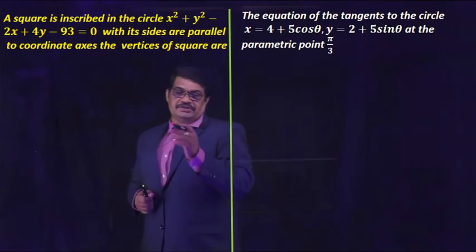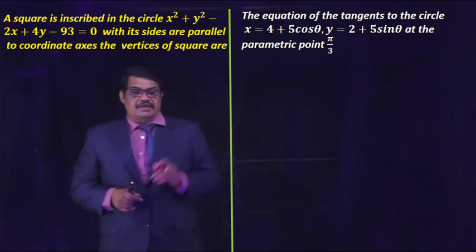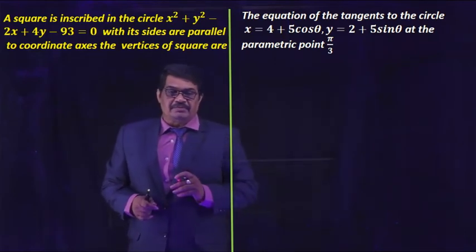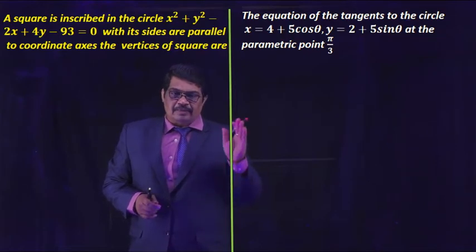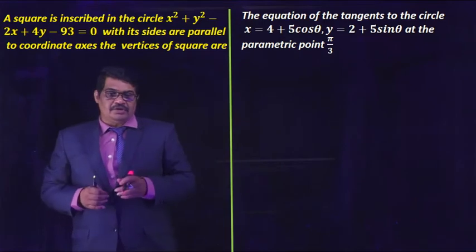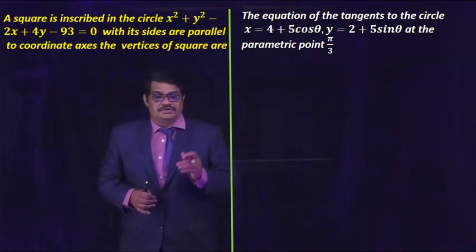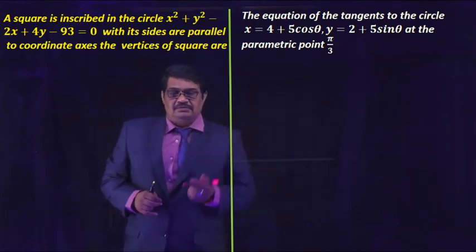See the problem. A square is inscribed in the circle x squared plus y squared minus 2x plus 4y minus 93 is equal to 0, with its sides parallel to the coordinate axes. The vertices of the square are? Here we are finding the vertices of the square.